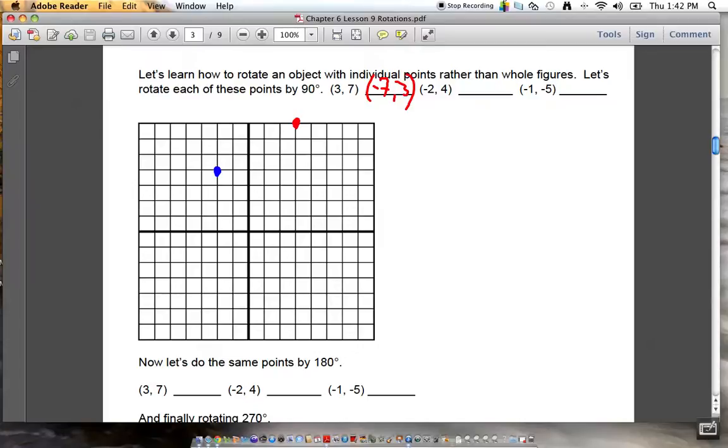-4, -2? Let me just check here with Jerry's paper. I can't spin the board, so. -4. Okay, here we go. Ready? Here's -2, 4. I spin it 90 degrees. Now I would get -4, -2. So that's my answer. Negative 4, negative 2. Okay? Now, everybody mark your paper on negative 1, negative 5.